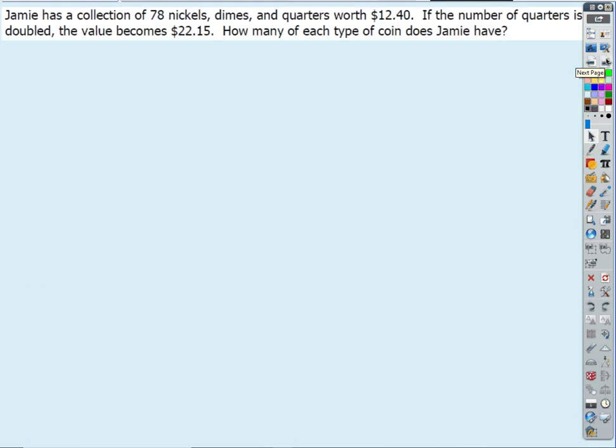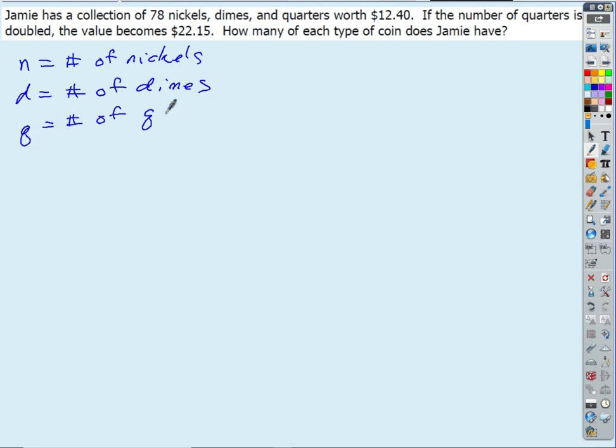Okay, so what about something like this then? Let's not do this whole thing, let's just practice setting it up. So what are the unknowns here? What are the things we're trying to find? Nickels, dimes, and quarters. Okay, so we can just call those N, D, and Q maybe? How many of them? Good. Okay, so we've got N equals number of nickels, D equals number of dimes, and Q equals number of quarters. So there's our variables.